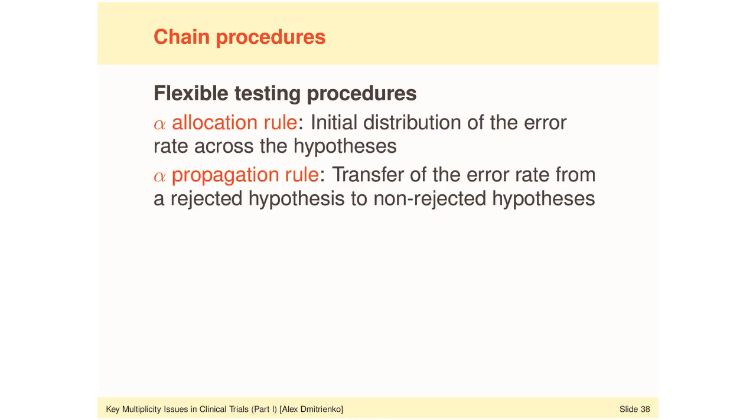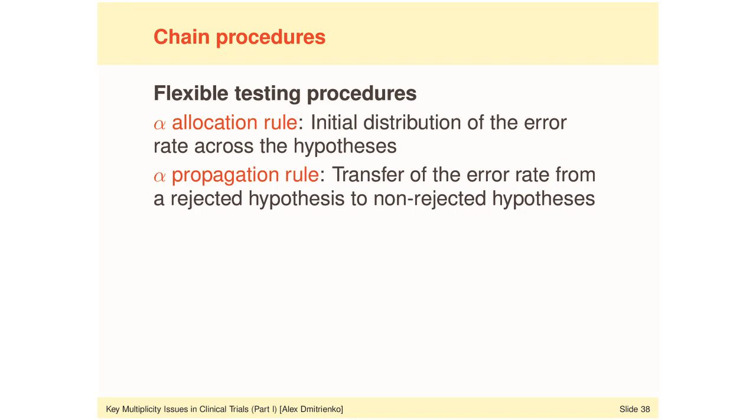What we saw on slide 37 was a general outline of the chain testing strategy, and on the next several slides I will give a more formal definition of the underlying testing algorithm. The two key components of any chain procedure are the rules known as the alpha allocation and alpha propagation rules. First, when we look at an alpha allocation rule, this is the rule that defines the initial distribution of the error rate, which is alpha, for example, a one-sided alpha of 0.025, across the hypotheses in a given multiplicity problem.